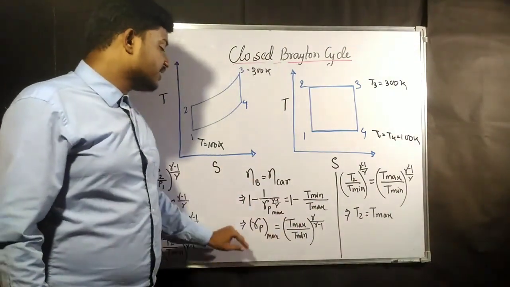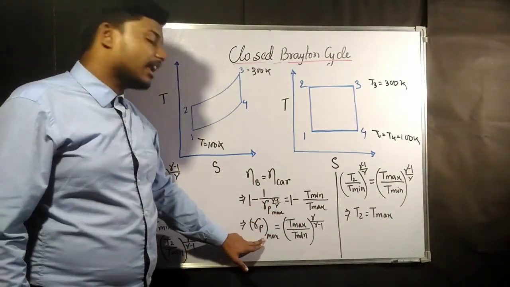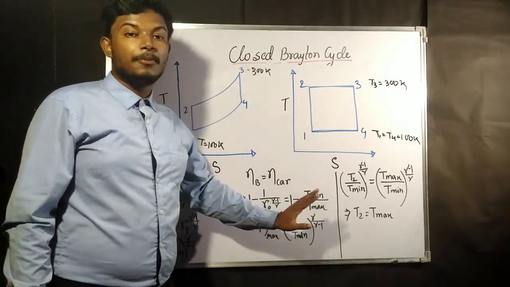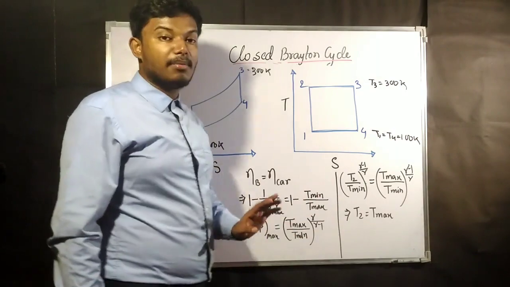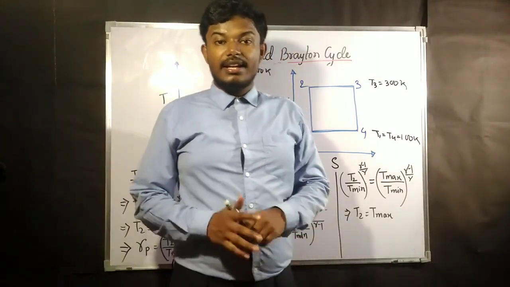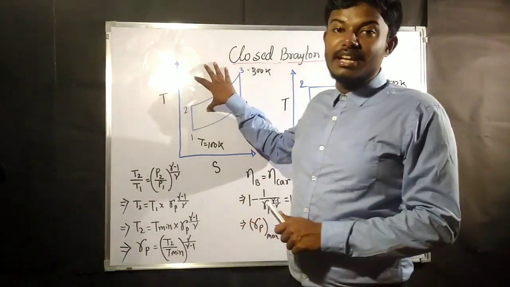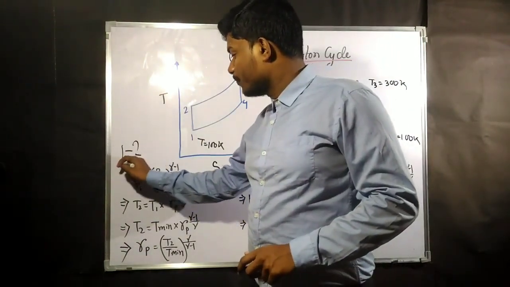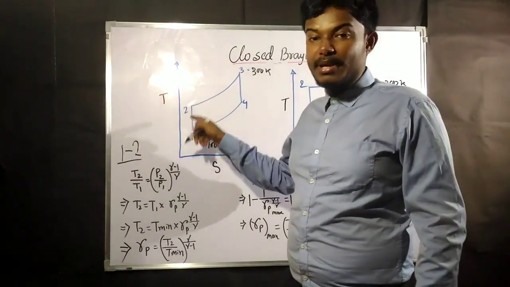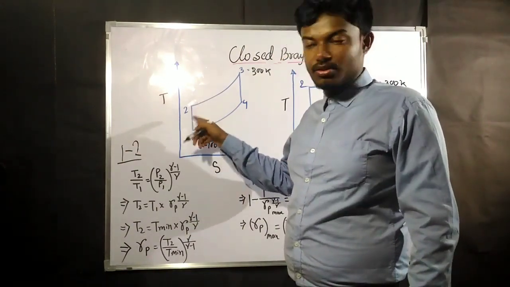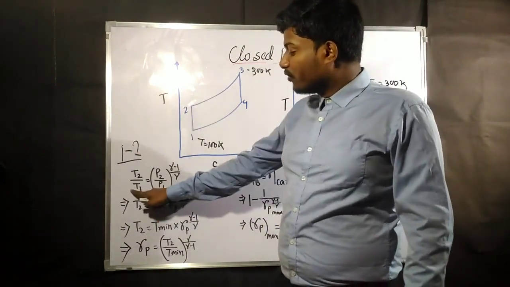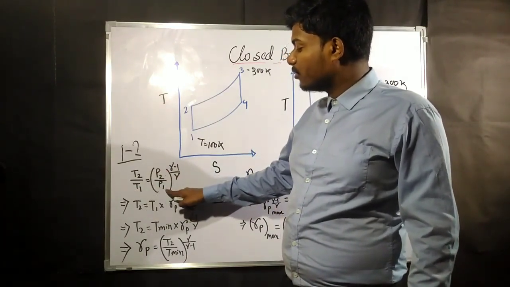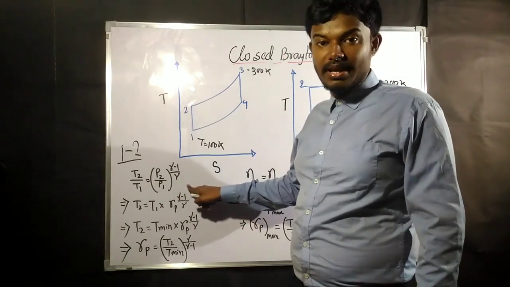Now if you simplify this, you are going to find the value of Rp max. Maximum pressure ratio is nothing but (T max by T min) to the power gamma by gamma minus 1. Now consider the Brayton cycle for a moment. Process 1 to 2 is an adiabatic process, or isentropic process, a reversible adiabatic process. So for an adiabatic process we know the relation that T2 by T1 is equal to (P2 by P1) to the power gamma minus 1 by gamma.